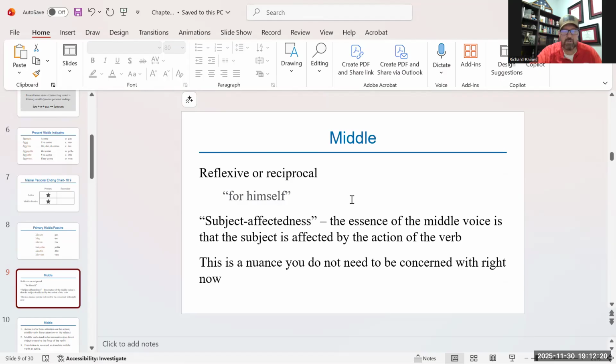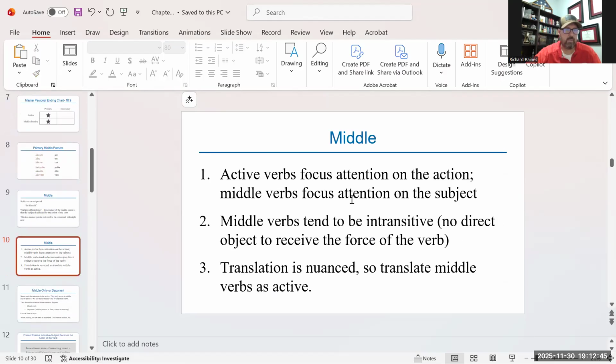But right now, you don't need to be as concerned with it. You just need to know that the middle voice means something in Greek that's kind of difficult to translate in English. So because it's difficult to translate, we don't go for it. We don't try to force it into English. We just translate it in the active voice. I hope that's as clear as mud.